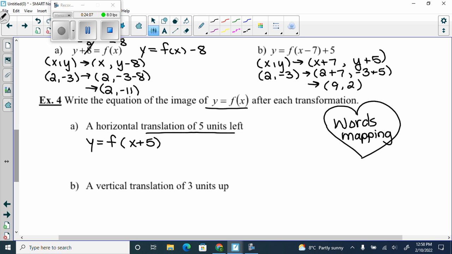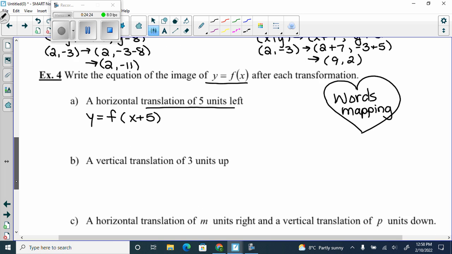But we do know, so those will always be the same. If I add 6, I add 6. If I add 7, I add 7. If I'm minus 2, I'm minus 2, right? But when we go from words or mapping back into the equation, the x's always flip. Or words or equation to words and mapping, the x's always flip.